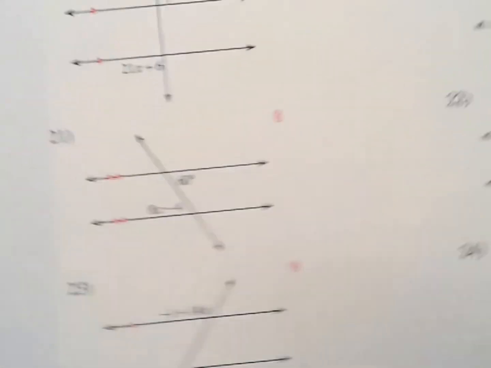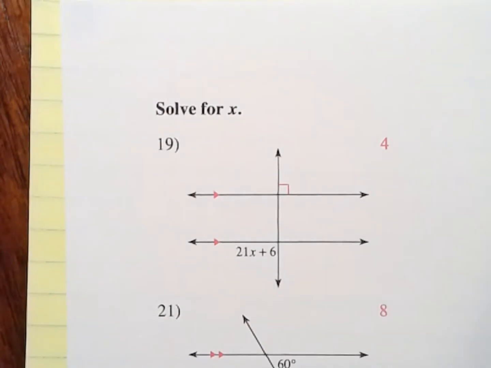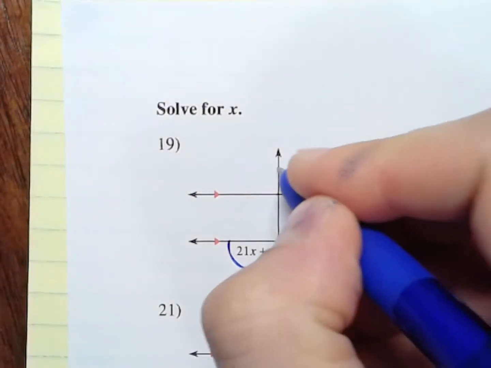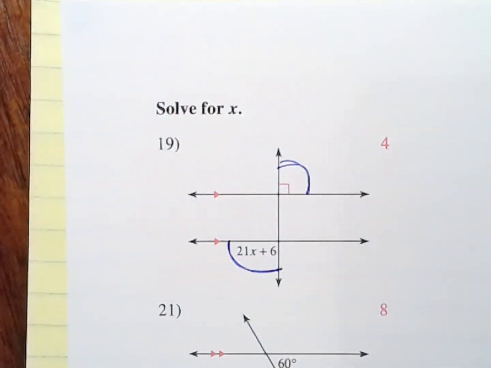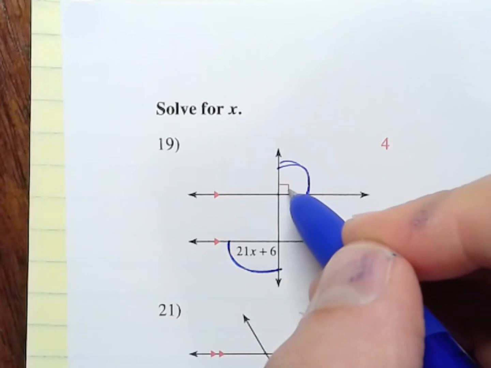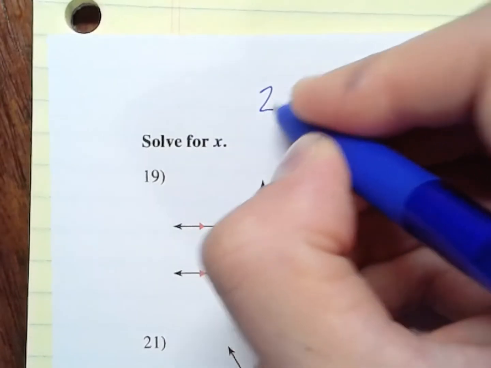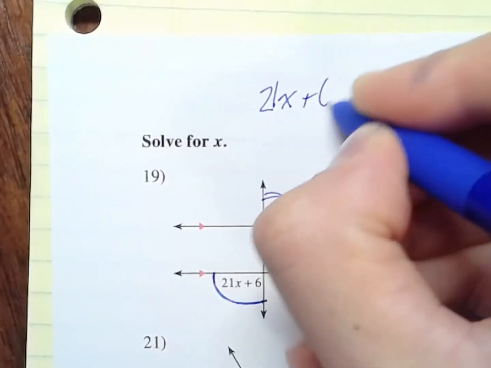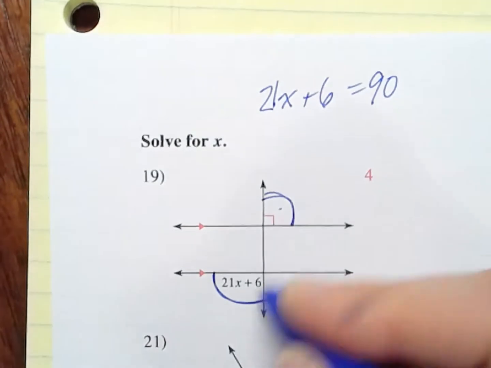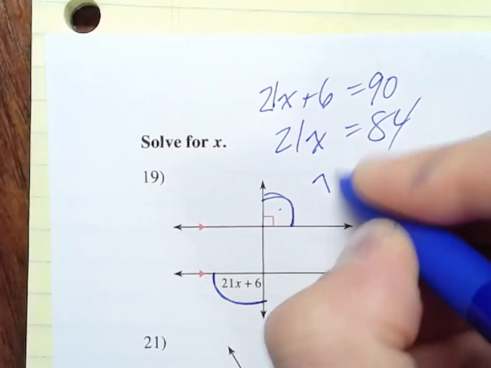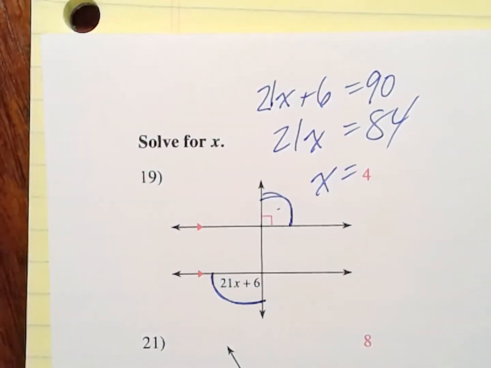Now let's take this one more step further and say, okay, if I have something like this, let's solve for x. Well, if you notice here, this is alternate exterior to that, right? And this is 90, so 90 has to be congruent to this expression. So we would just set it up as 21x plus 6 equals 90, because those have to be congruent. And so then we subtract the 6, and then by dividing everything by 21 here, x equals 4.